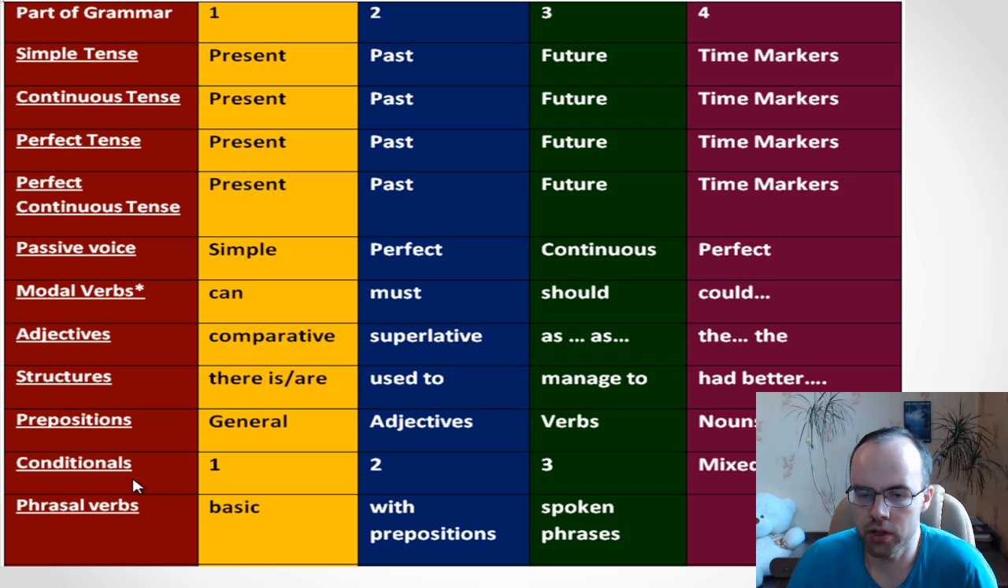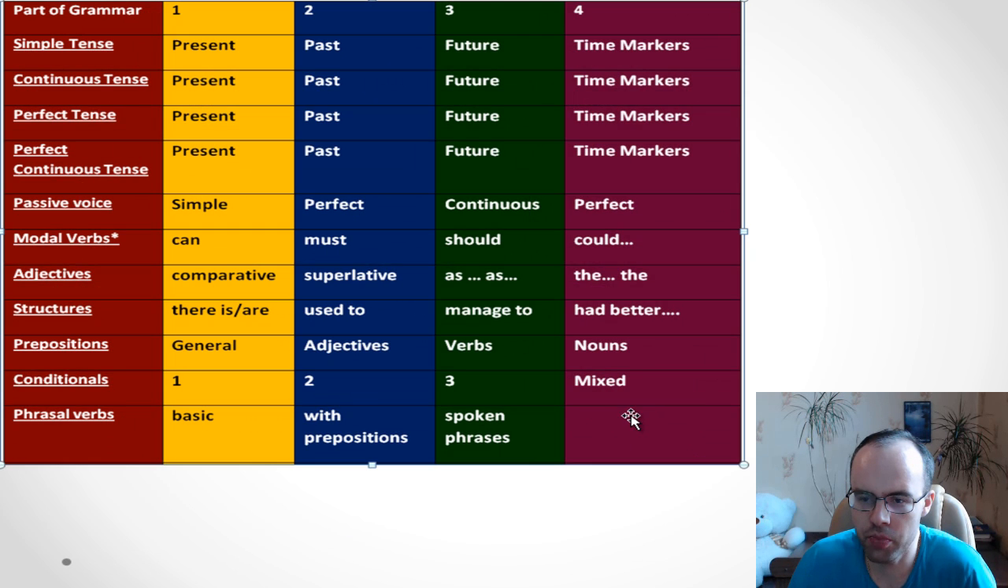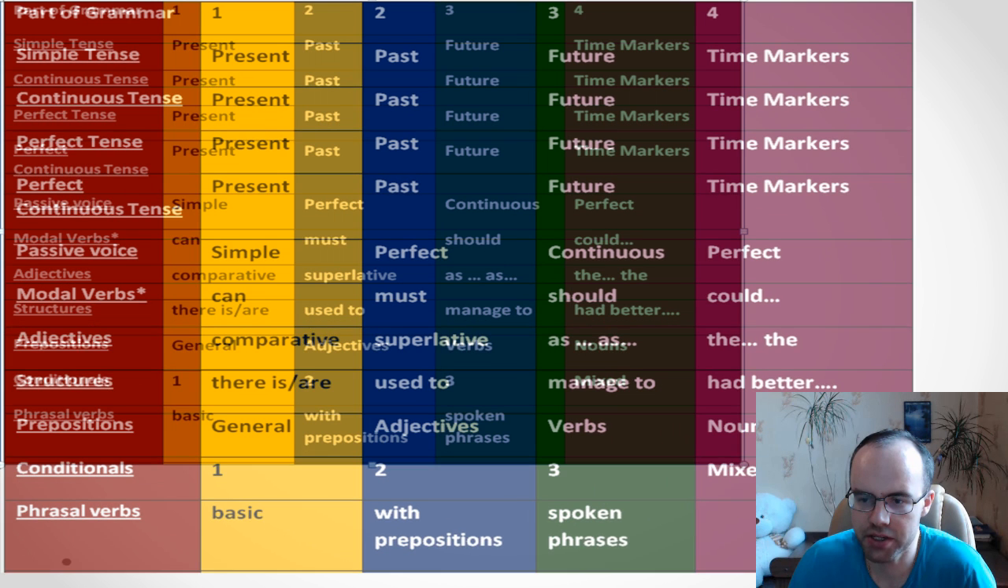Yeah, the next problem might be conditionals. No problem. I'm not talking about zero conditional, it's pretty easy, but you should know the first conditional, the second conditional, the third conditional, and so mixed conditional. It's more difficult, but it's also useful, mixed conditional. Okay, I think that now you can see it better, so it's written mixed here.